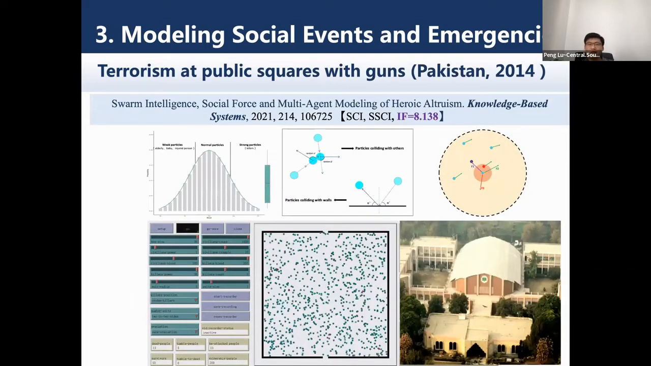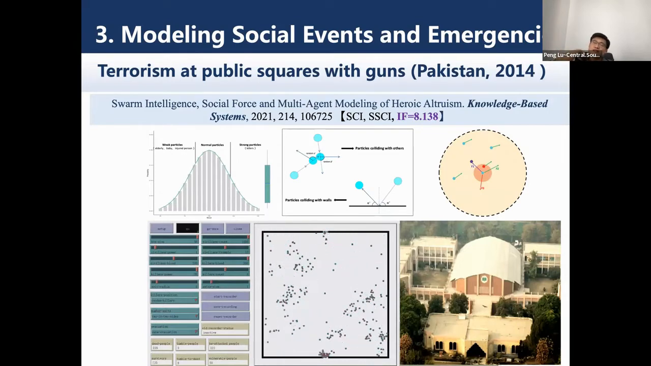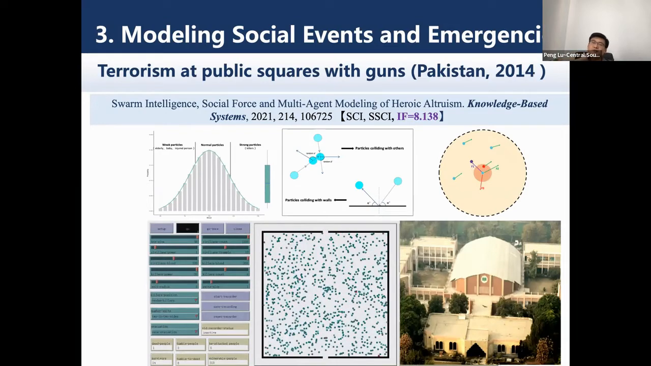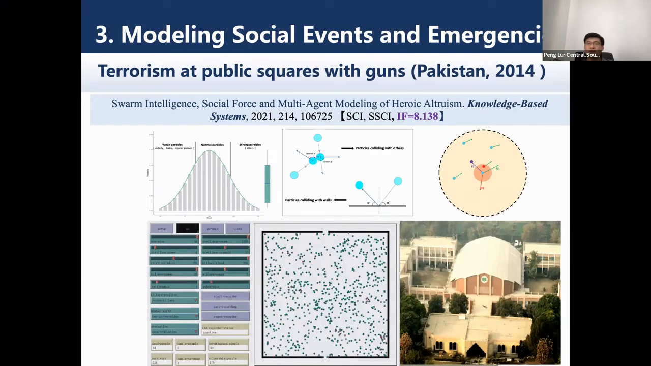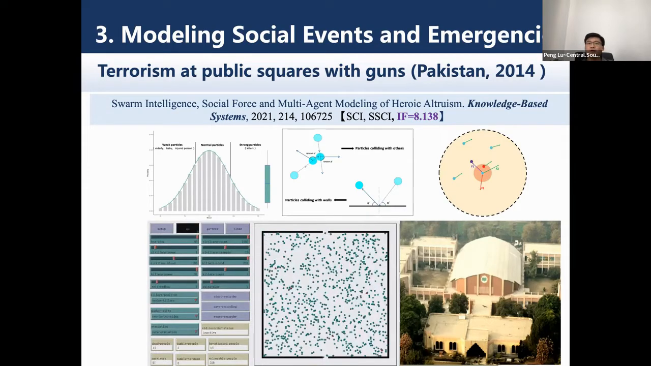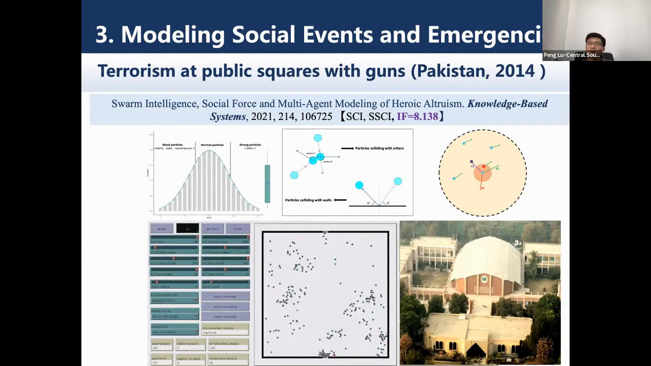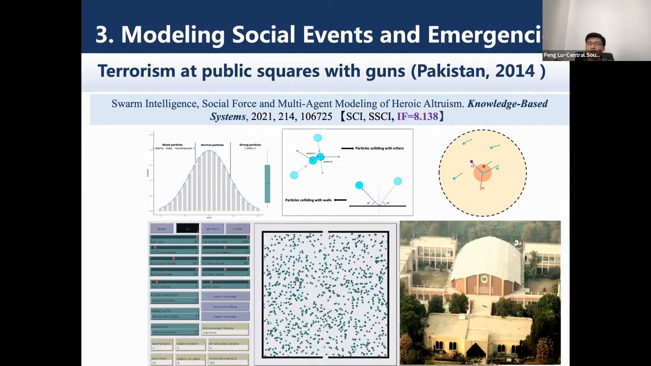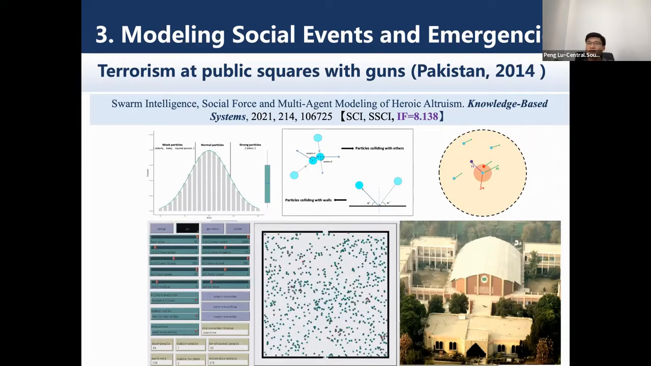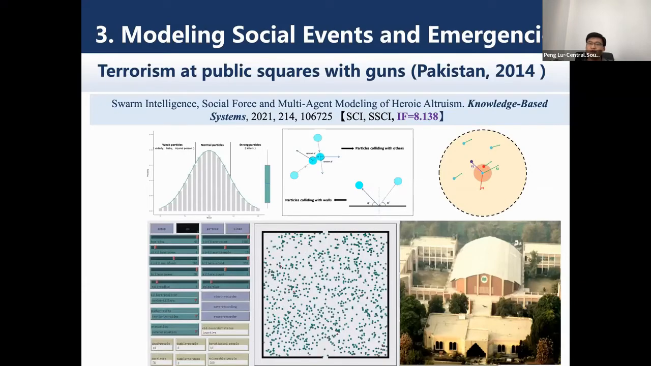We also model terrorist attacks with guns. This is a case from Pakistan. In this paper, we introduce the role of heroes into our design. So we can model how many heroes are necessary to stand and fight bravely against the terrorists. The effective number is 3. For each terrorist, we need 3 heroes to fight against it, and the attack can be contained under 3 heroes versus one shooter.